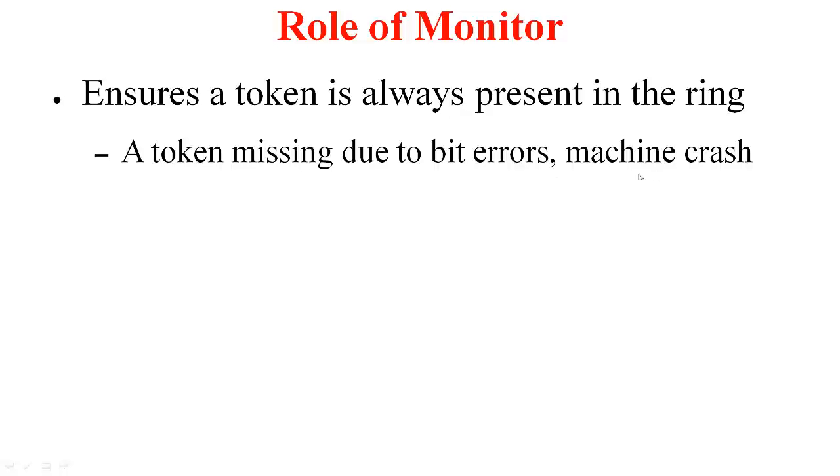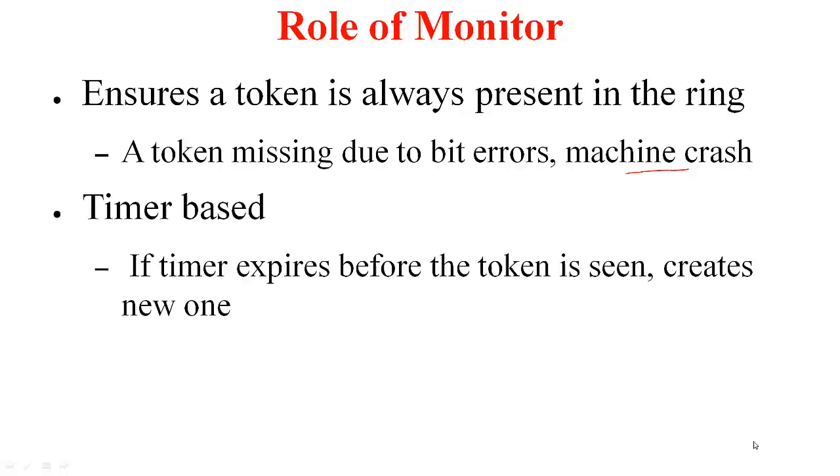A token can also disappear when a machine crashes. So a sender sent a frame and it had grabbed the token, but before it could release the token, it crashed, in which case there will not be any token present as part of the ring, and no token in the ring means the operation of the ring has come to a standstill. So you need to ensure that the token is always present. So what possible mechanism can the monitor employ to ensure that a token is always present?